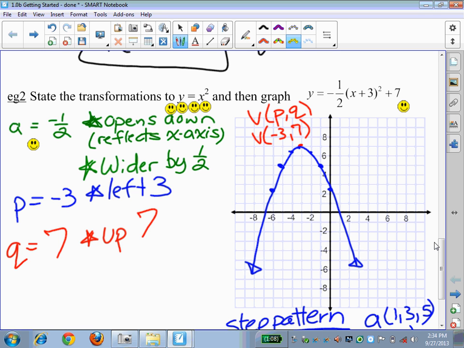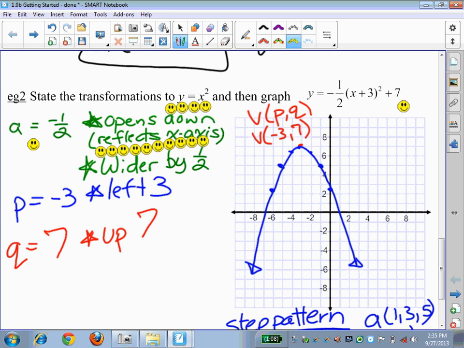The negative tells us it opens down, and in this textbook, they're going to say reflects the x-axis. And you need to use x-axis because later on we're going to be reflecting the y-axis. So make sure you develop that terminology that it reflects the x-axis, okay? And the absolute value of A in this case is 1/2, so that means it's going to get wider. So you're flattening out this parabola, okay?